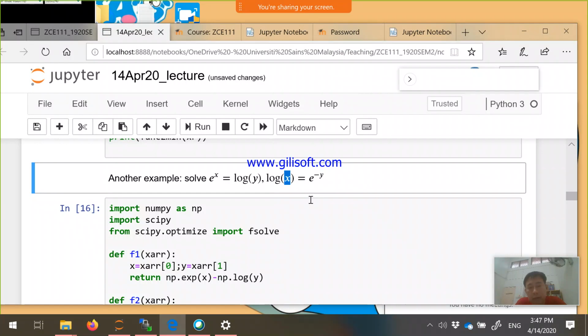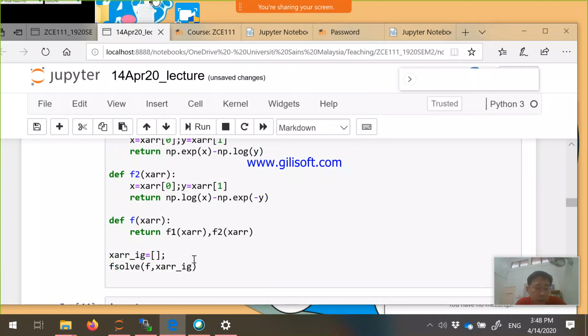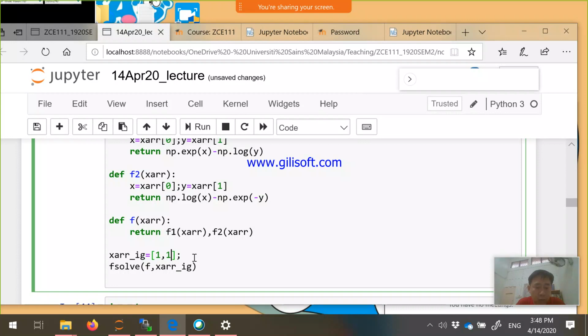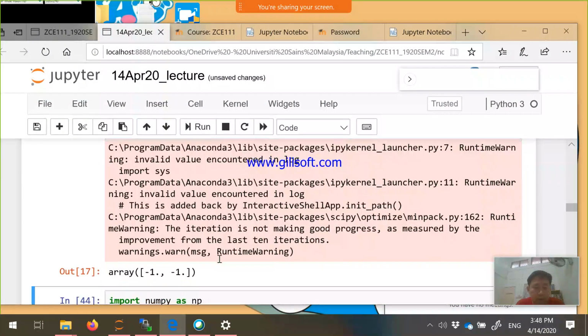So what do you want? Say maybe you put in 1, 1. So let's see if it works. So your initial guess could be 1, 1. Now if you put negative 1 and negative 1, then you run into trouble. Right? So it gives you this sort of warning.